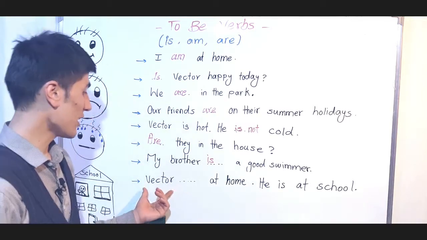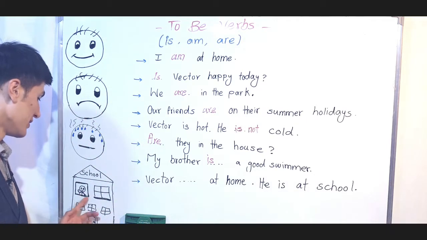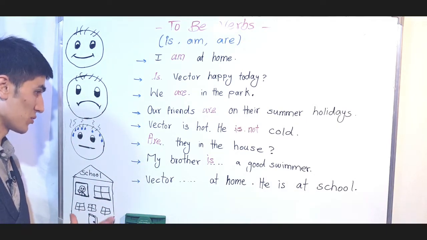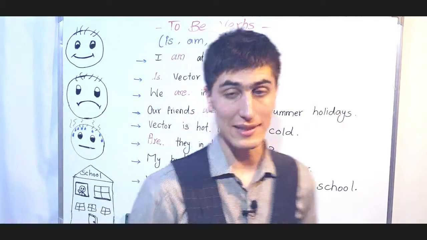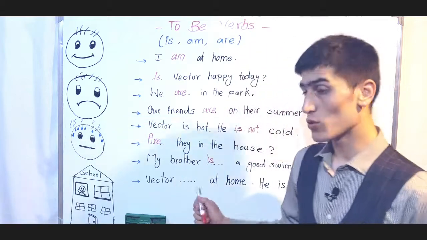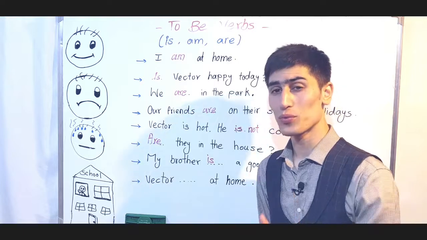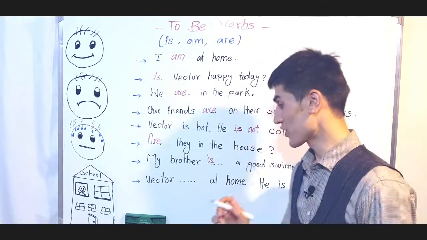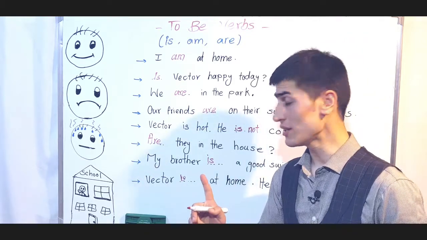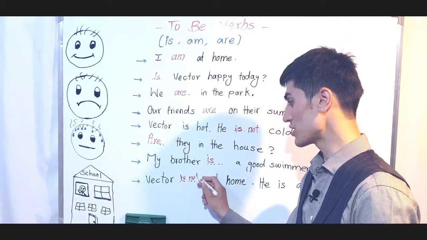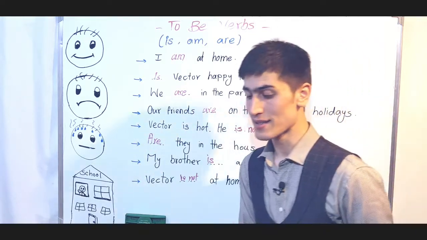And at the end, Victor at home. You see that Victor is at school, not at home. How do we say that he is not at home? We must make it negative. First the to be verb comes after Victor, then not. Good. We use is for Victor because it's just one person, and then we use not in order to change it to negative form. Victor is not at home. He is at a school.